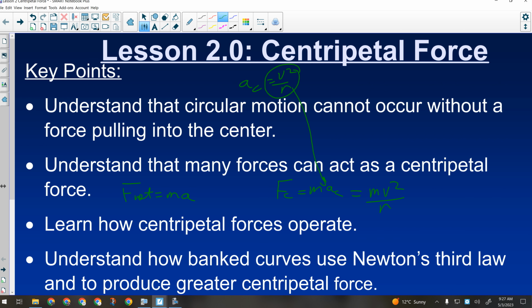Lots of forces can act as centripetal forces. We've already talked about gravity. We've talked about friction. When we're talking about banked curves, we're talking about normal force. Lots of forces can act as a centripetal force. Tension in a string, when I'm whirling around the circular motion demo there. Lots of things can act as centripetal forces, but sometimes it's not something we can necessarily see.